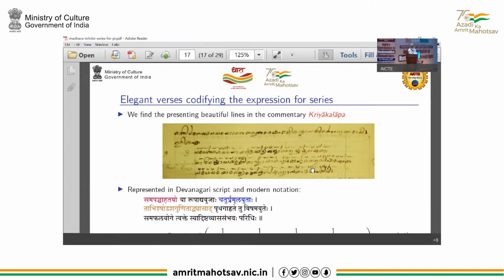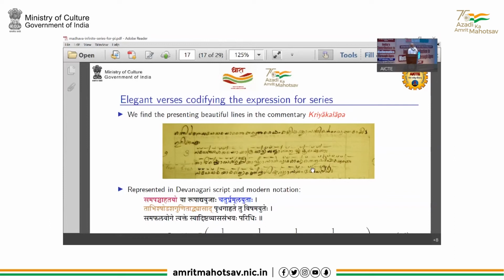Gyayujaha. See, Ayuja means odd number. Yuja is even number. Ayujaha. Okay. Ayujaha Chaturghana Mula Yutaha. You multiply all the odd numbers by 4. Then Tabhi Shodasha Gunita, see, 16 times D Vyasat Prithagahrite Vishamayutehe. Vishamayuti means you sum all the odd numbers, sum all the even numbers, subtract one from the other. So this is how the series is presented.